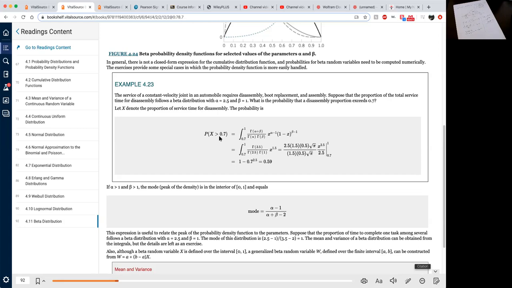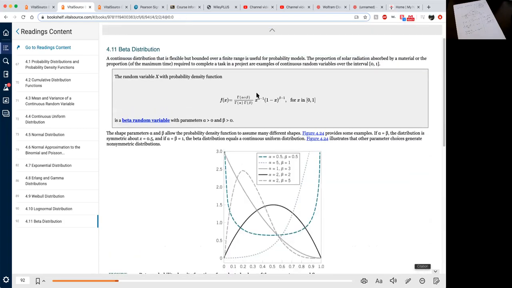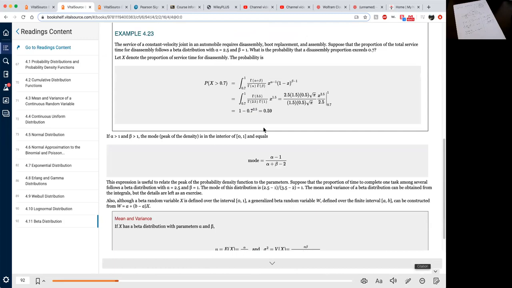There's no simple way here. The way to evaluate this is to use f of x: the integral from 0.7 to 1 of f of x. Definitely you need to use a calculator.